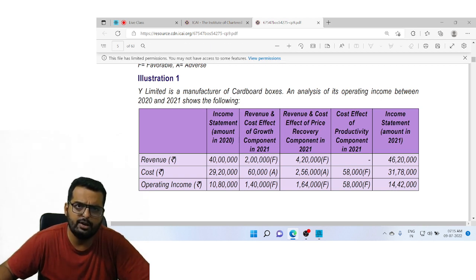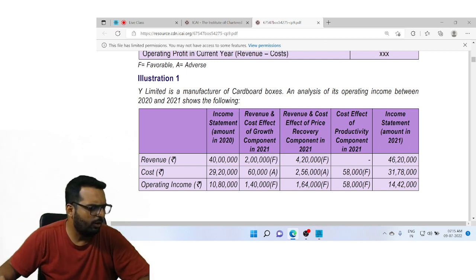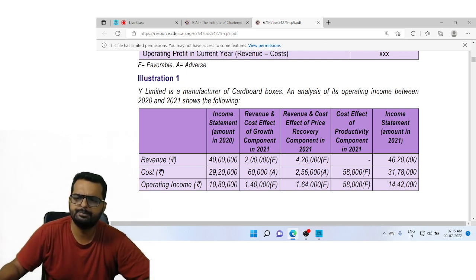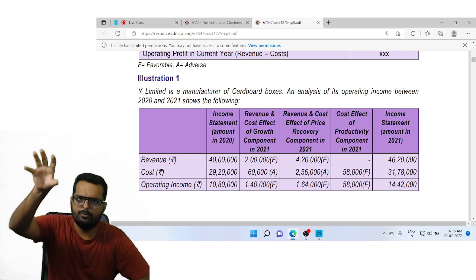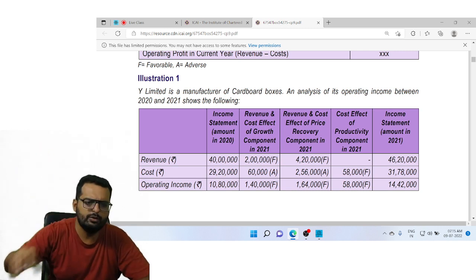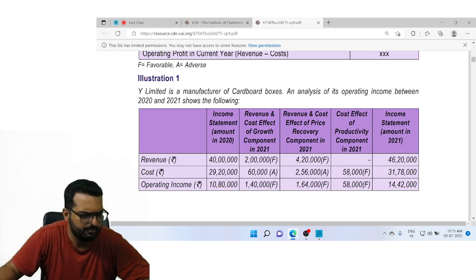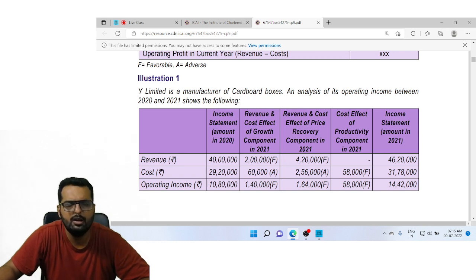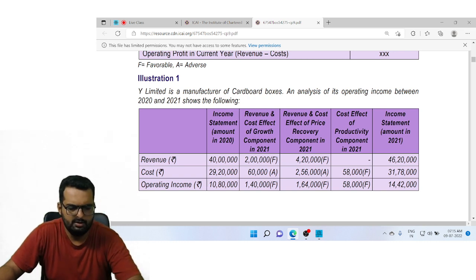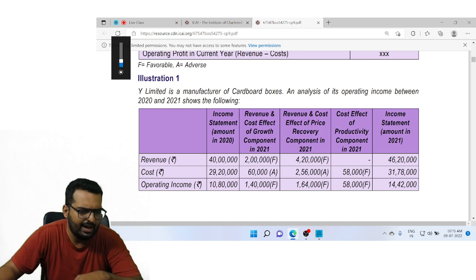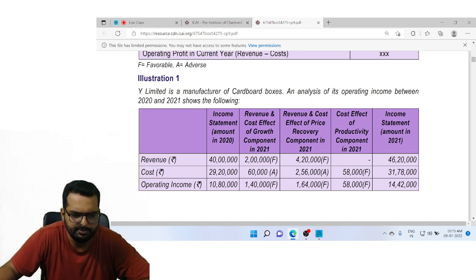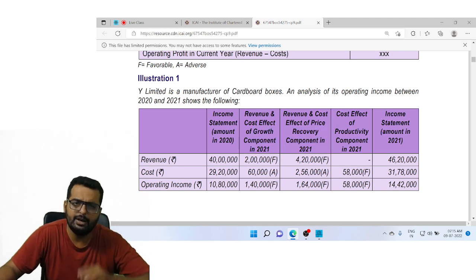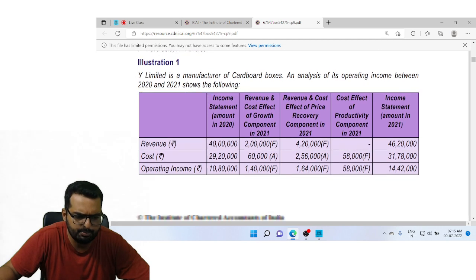Under sales, we have learned mainly three variances. What are the three variances that we have learned? Top will be sales variance. Inside that, what will you have? You'll have price variance and volume variance, right? Price recovery component is nothing but price variance. Growth component is nothing but volume variance. All right, I'll prove it to you now.